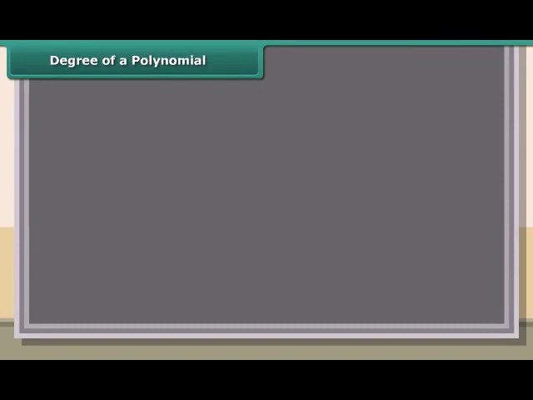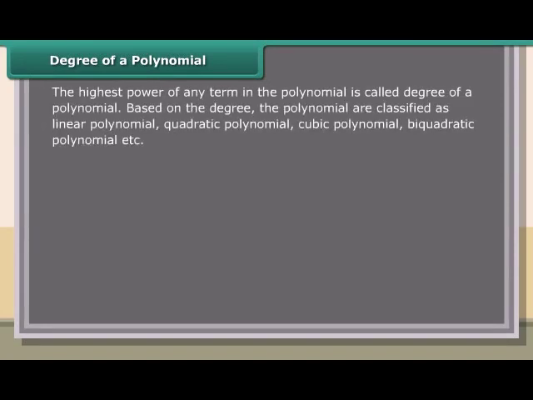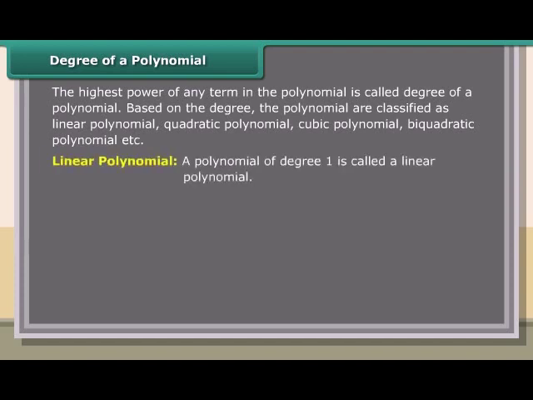Degree of a polynomial. The highest power of any term in the polynomial is called the degree of a polynomial. Based on the degree, the polynomials are classified as linear polynomial, quadratic polynomial, cubic polynomial, biquadratic polynomial, etc. Linear polynomial. A polynomial of degree 1 is called a linear polynomial. Example: 3 plus 7 upon 5x. Here x is of degree 1, therefore it is a linear polynomial.